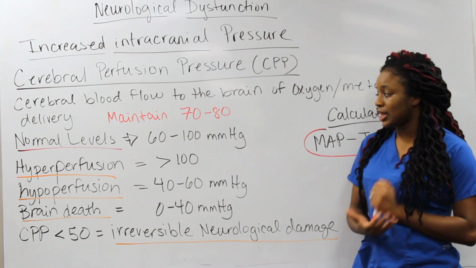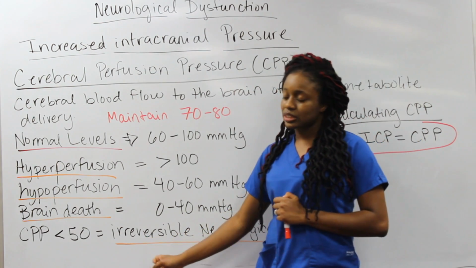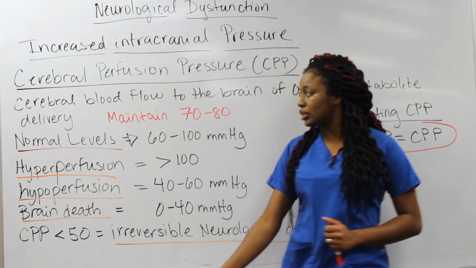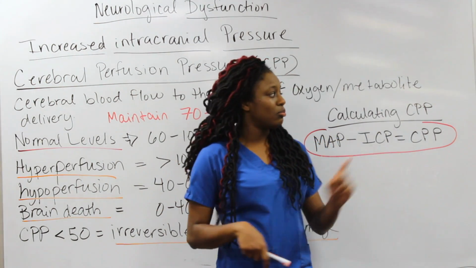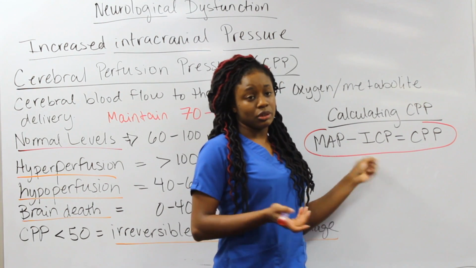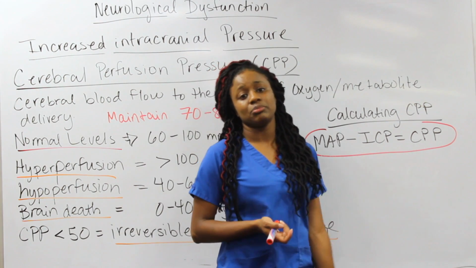Okay, so just remember that, because I remember seeing this as a test question back in nursing school, the brain death one, and maybe the calculation. Not too sure, but it's always good to know though. MAP minus ICP equals CPP.